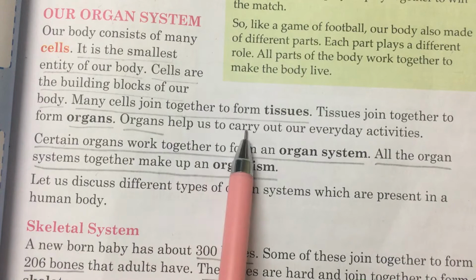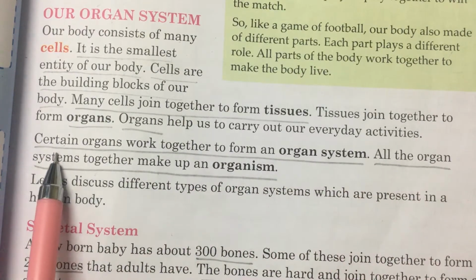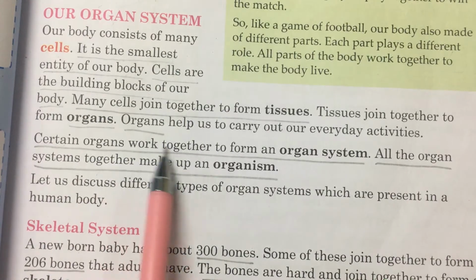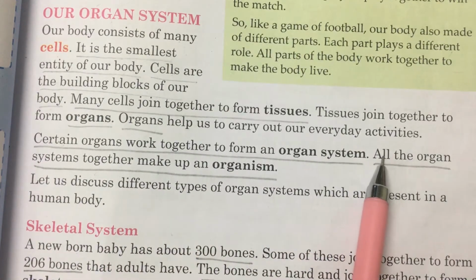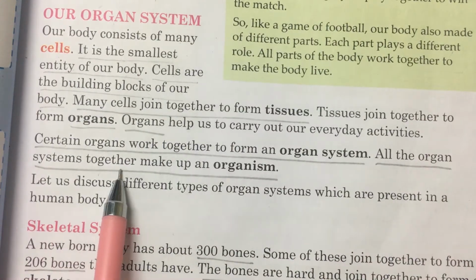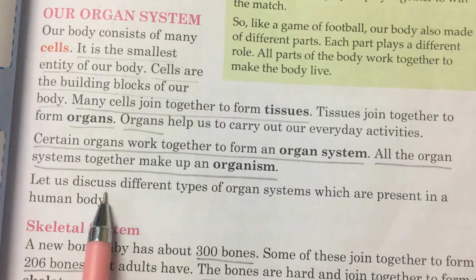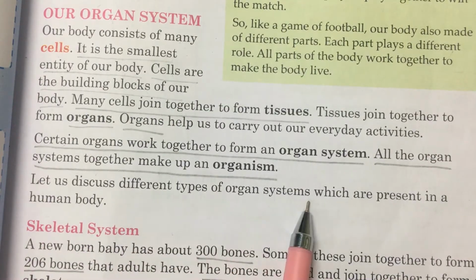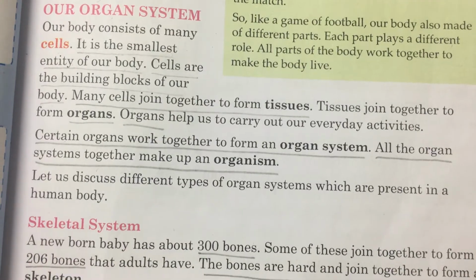Organs help us to carry out our everyday activities. Certain organs work together to form an organ system. All the organ systems together make up an organism. Let us discuss different types of organ systems which are present in the human body.